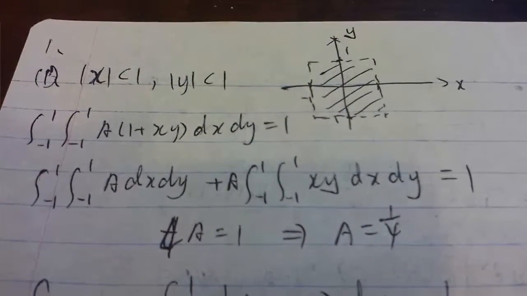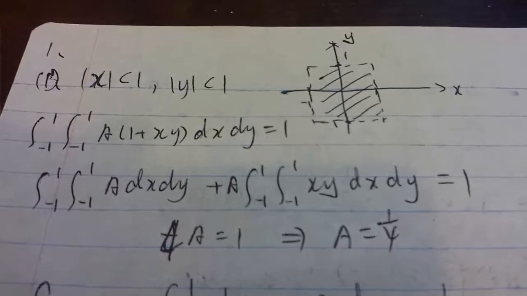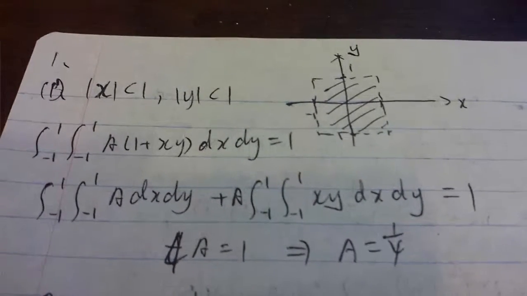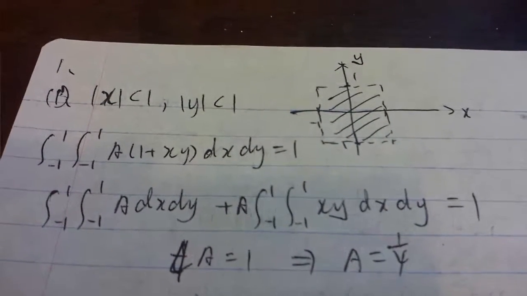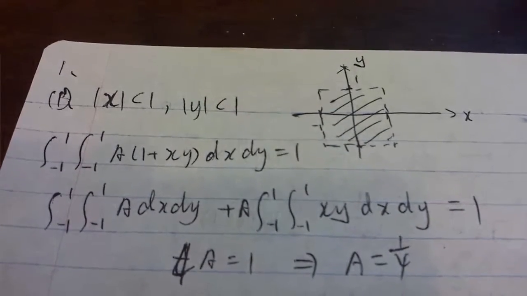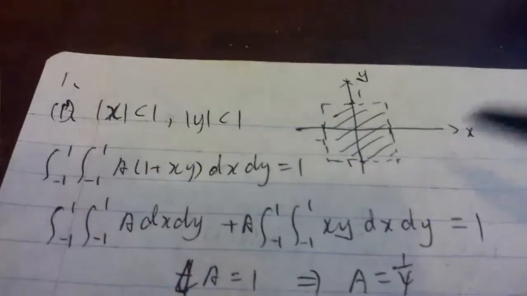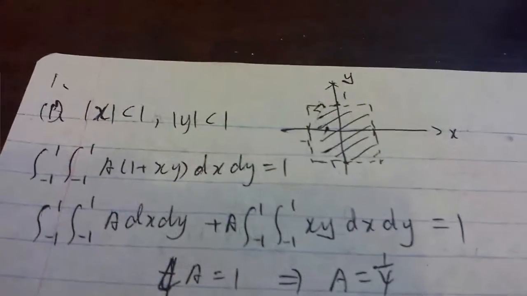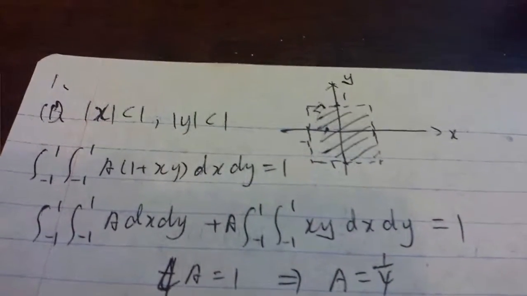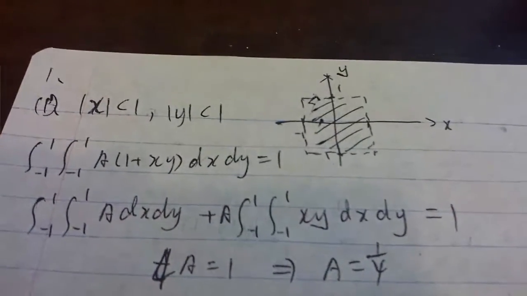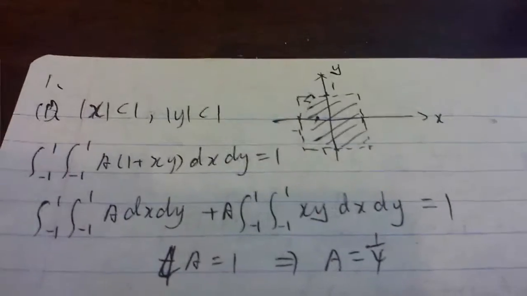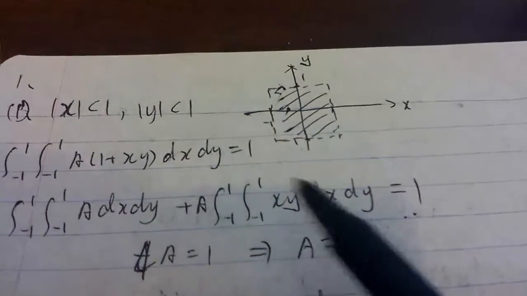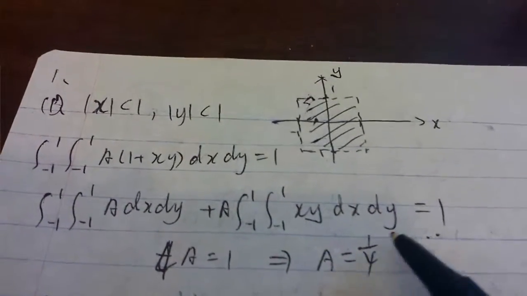We are given that f_XY(x,y) equals a times (1 plus xy) when the absolute value of x is less than 1 and the absolute value of y is less than 1. So we know the domain of x and y is in this square. The first question is to find a so that the above defined function is a valid joint density function. That means the integral over -1 to 1 finally equals 1. So we do this integral, and we get that a equals 1 over 4.